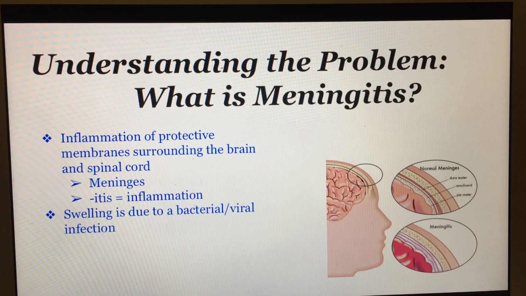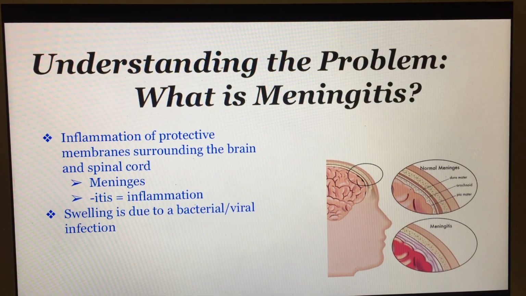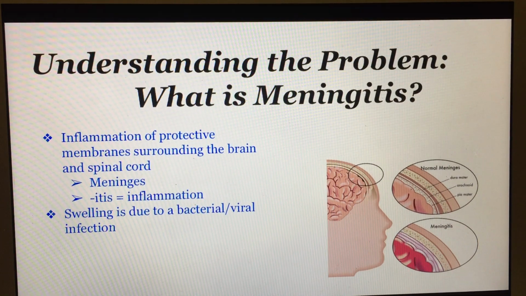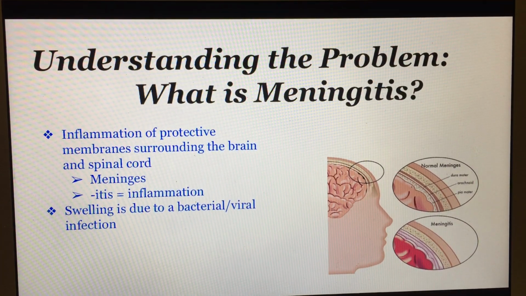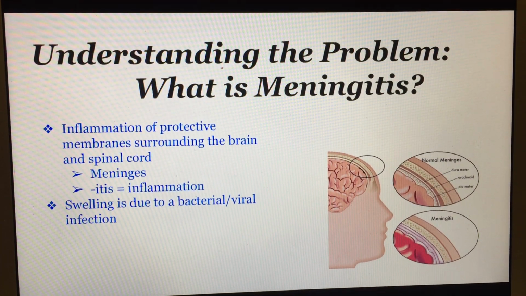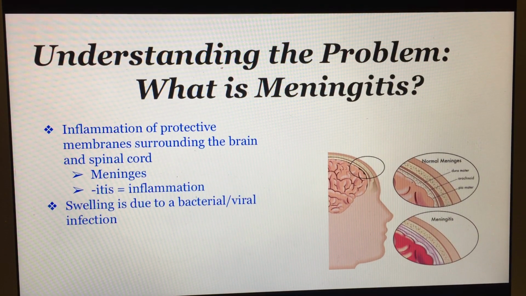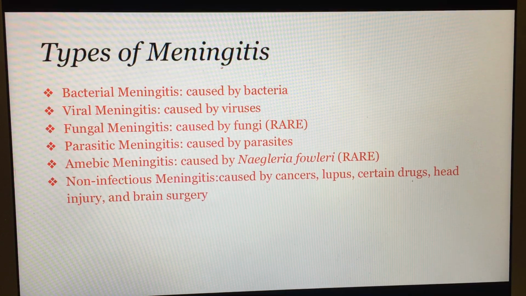It is often defined as the inflammation of the protective membranes, which are also called meninges, that surround the brain and the spinal cord. This kind of swelling is due to a bacterial or a viral infection. The infection typically depends on which type of meningitis the person has acquired. There are 6 types of meningitis.